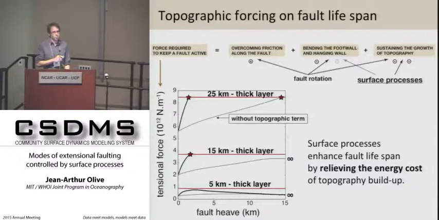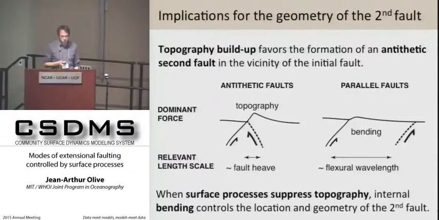Another interesting thing that this brings up is the mode of formation of the next fault. And as you can see in the two runs I've shown you, there were two regimes. The first one where we had a lot of topography buildup, so this is a slow erosion case. And in those cases, the next fault tended to form really close to the initial fault, actually in an antithetic configuration.